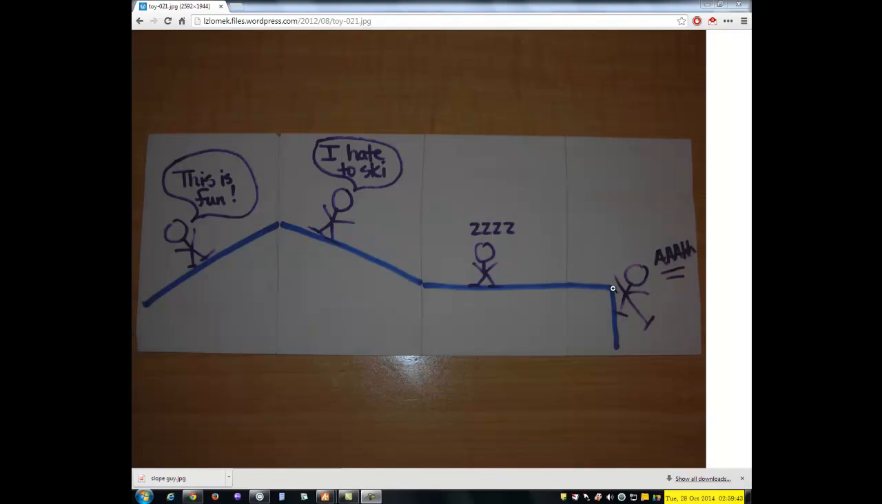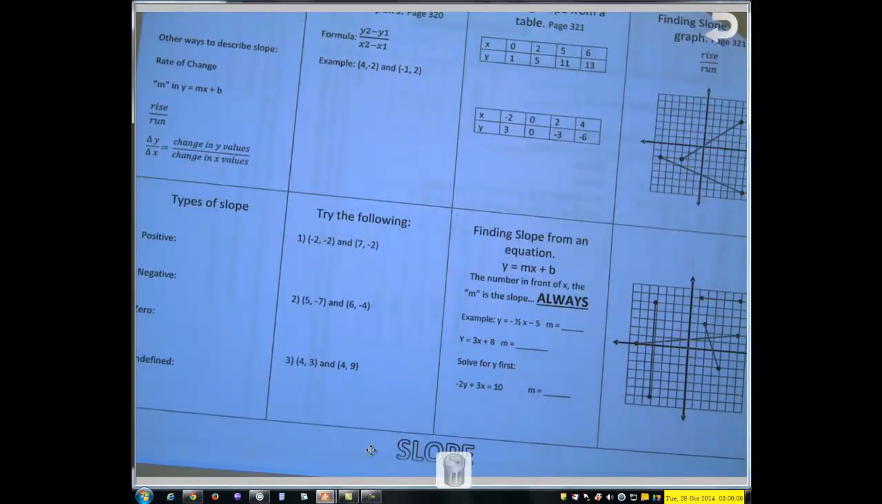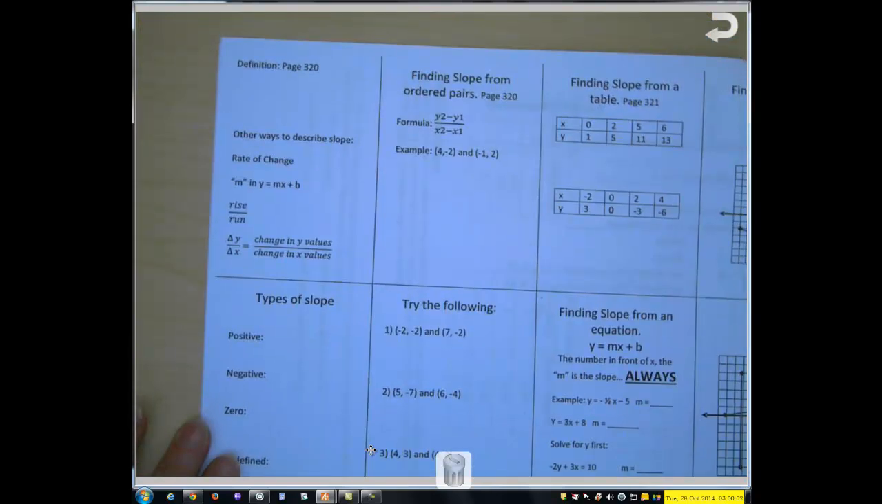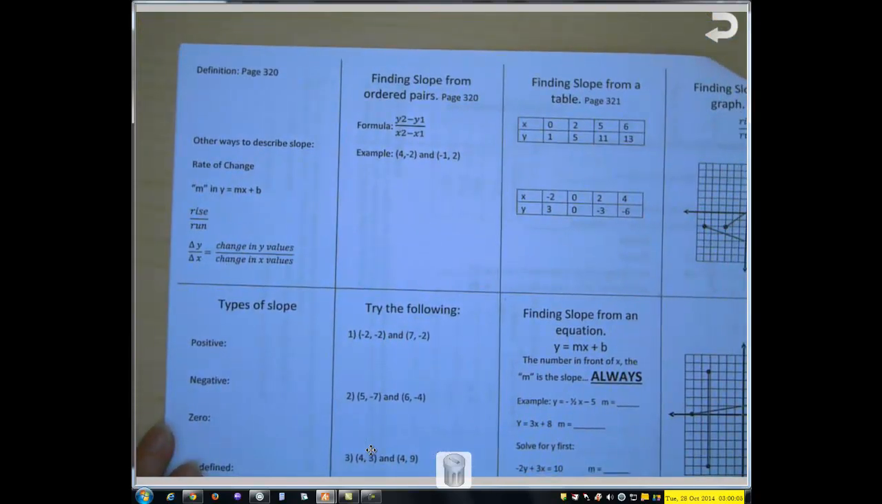Now, suddenly it drops off and he falls. So this is going to be an example of undefined slope, or no slope at all. So let's get into our notes and talk about exactly what is slope.